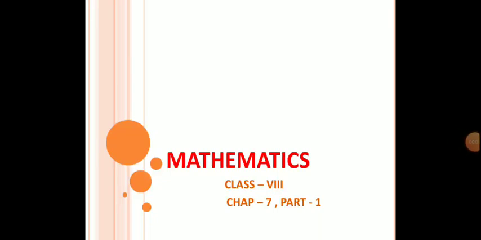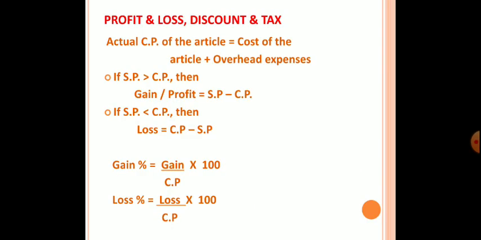This is a video on Class 8 Mathematics, and today we are going to start Chapter 7, that is Profit and Loss, Discount and Tax. So before we start with the chapter, let us discuss some of the concepts. First one is cost price. The price at which an article is purchased is called its cost price.